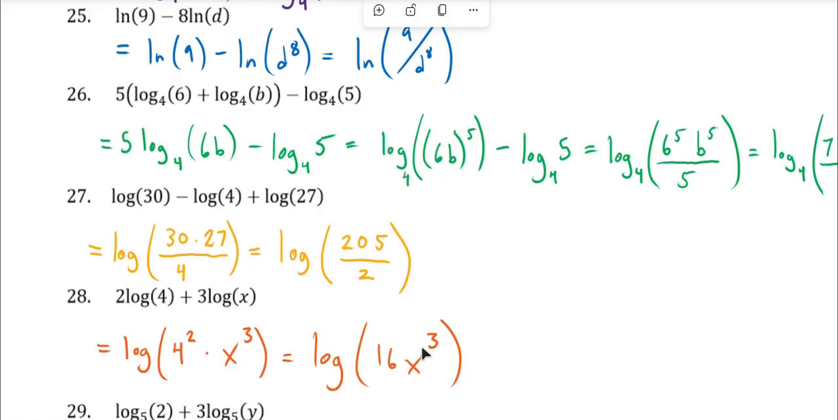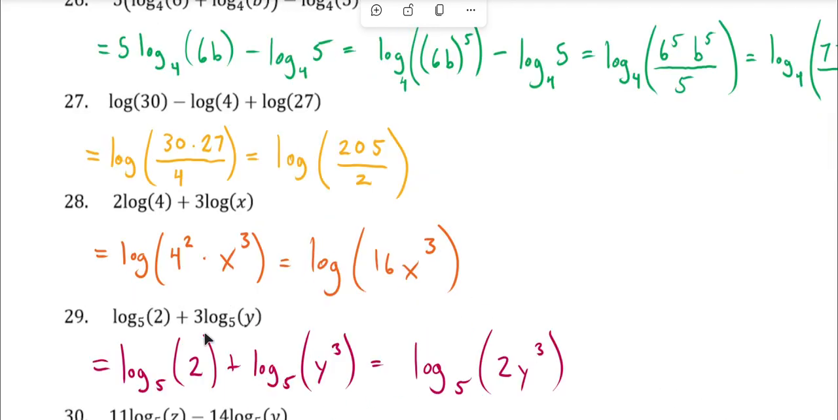Now, 4 to the 2 is just 16, and so this simplifies as such. So here we have a 2, nothing to do with that. We have a 3, going to bring that inside as y to the third. We're adding these two terms, so we multiply, and we get log base 5 of 2y to the third.